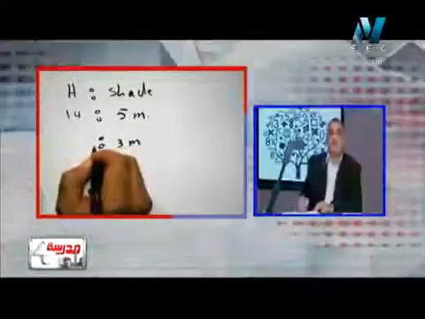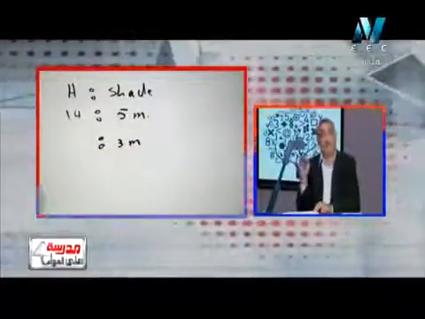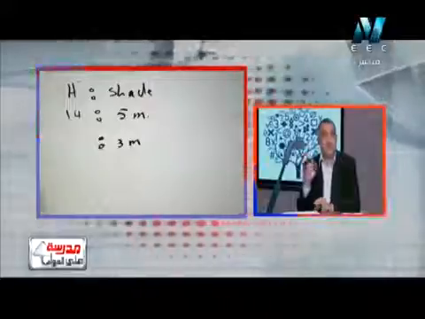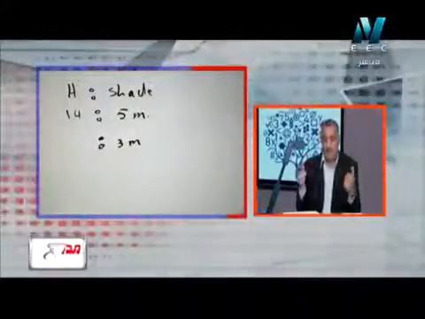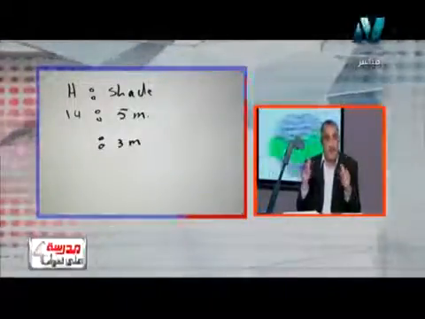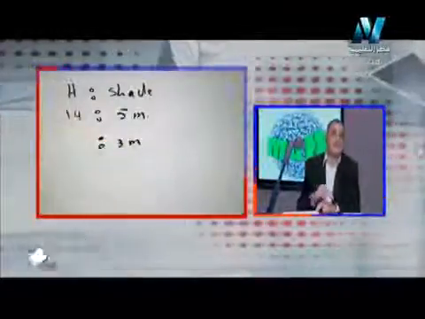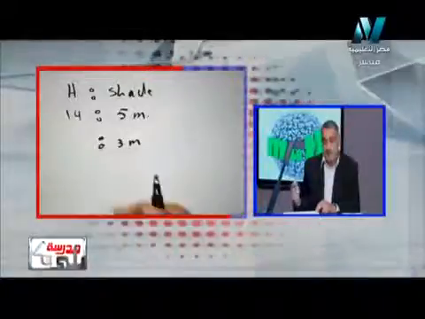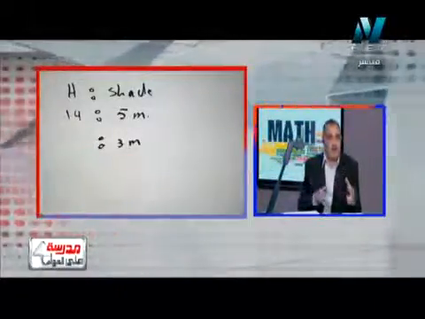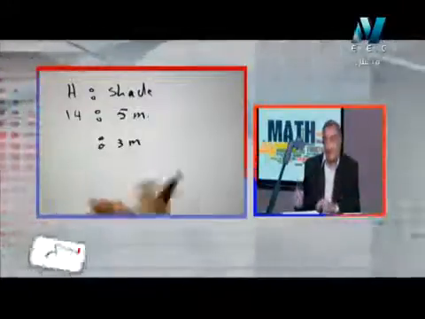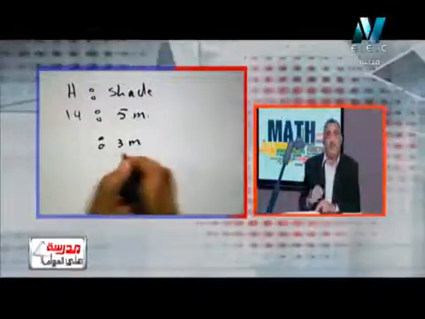Excellent. The same idea. لازم نقرا مسألتي كويس قوي عشان نعرف two different units. احنا بنتكلم على ايه؟ بنتكلم على height of a building 14 meters. الشادو بتاعه او الشيد بتاعه 5 meters. طيب جنب البيلدينج دوت عندنا tree. كان الشيد بتاعها 3 meters.